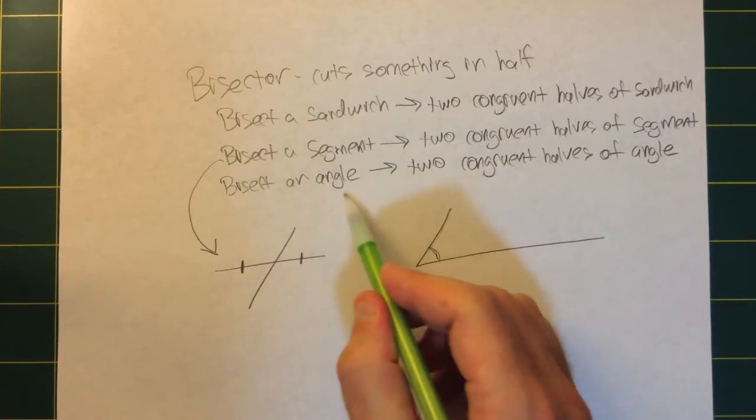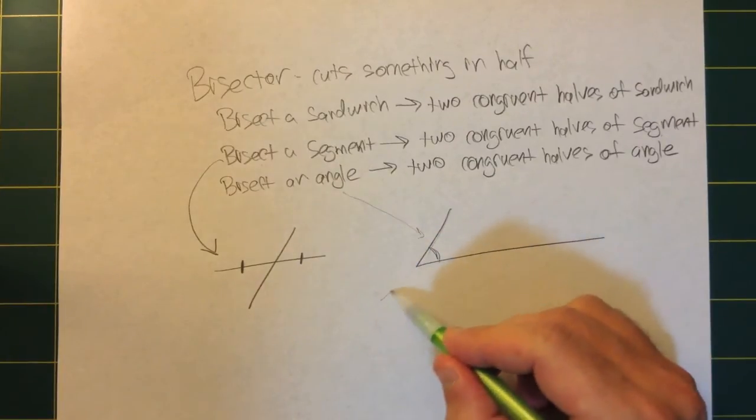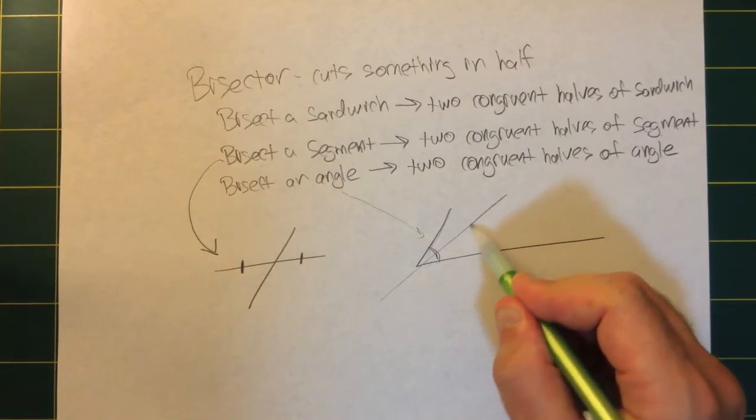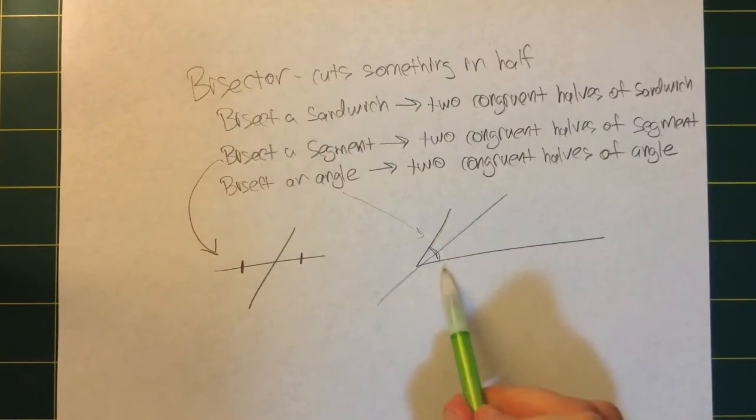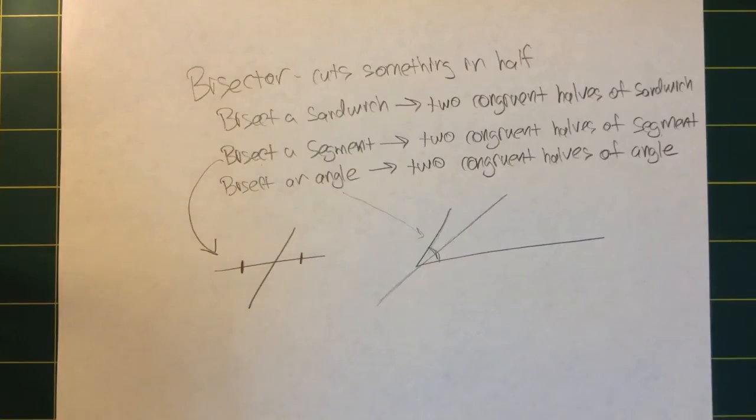Doesn't matter. If I bisect this angle, I'm going to cut that angle in half, and it has nothing to do with these sides. And this is the construction that we're going to do next.